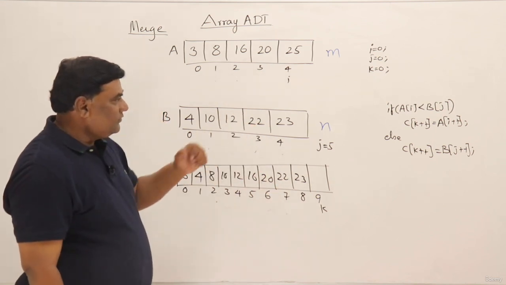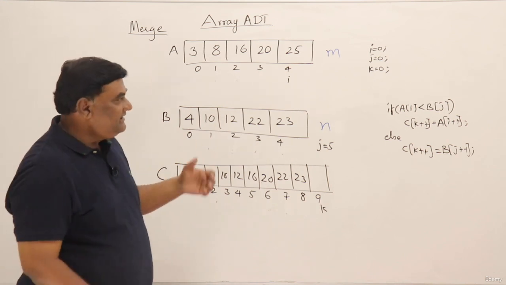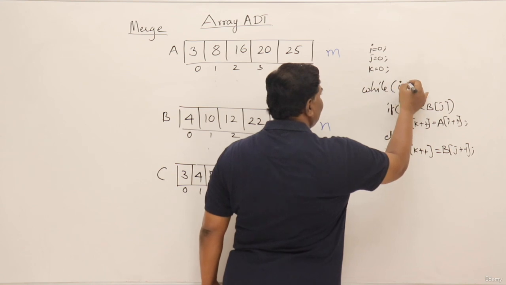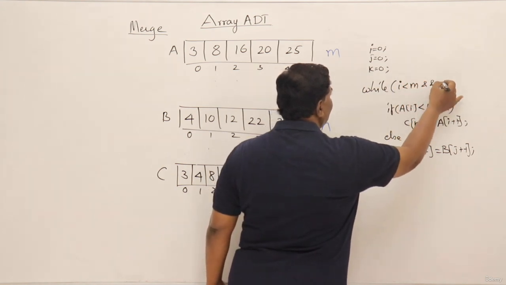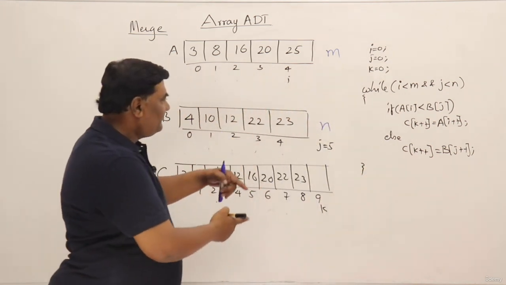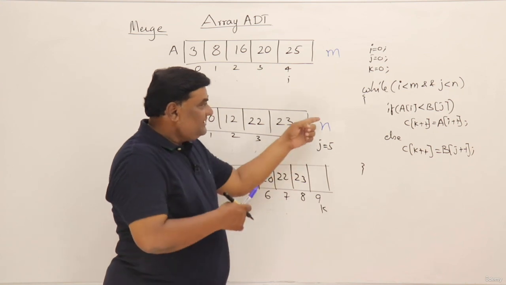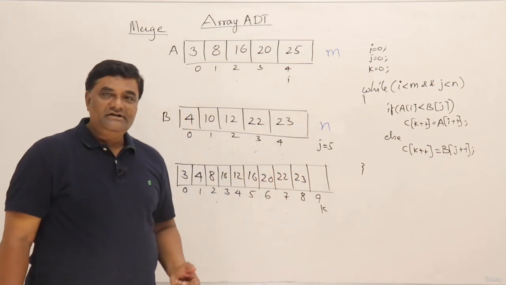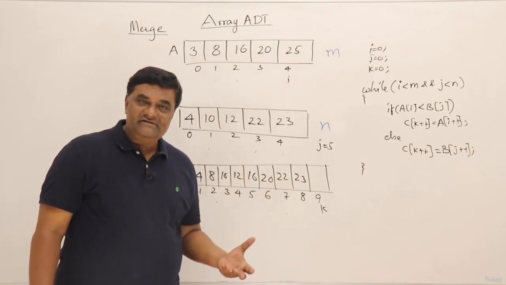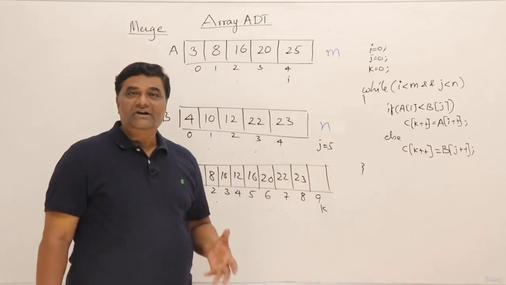Now let me complete the code. See, I was comparing and copying every time. Repeatedly I was doing this, while i is less than m and j is less than n. Compare and copy. But we stopped when j became equal to n. So when it is less than n, we were continuing. When it is equal to n, we stop. We have to stop either if the first list ends or the second list ends. Means i becomes equal to m or j becomes equal to n, we have to stop.